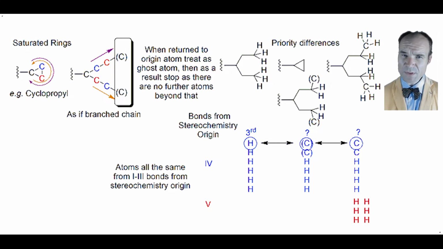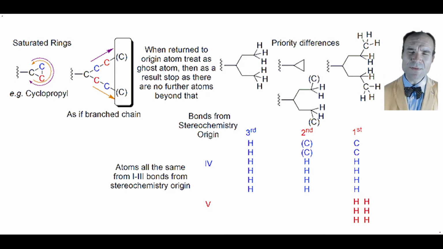To distinguish between the first and second priorities, we have no difference between the cyclopropyl and the 1-propyl-butyl groups in atoms 4 bonds from the stereochemistry origin. So we go to 5 bonds from the stereochemistry origin. Now here, with the cyclopropyl, there are no atoms, as the prior atom was a ghost atom. But the 1-propyl-butyl group has 6 hydrogens. In terms of atomic number, 0 versus 1. Thus, the 1-propyl-butyl is a higher priority, and that's to say, of the 3 groups, the first priority. And the cyclopropyl is the second priority.